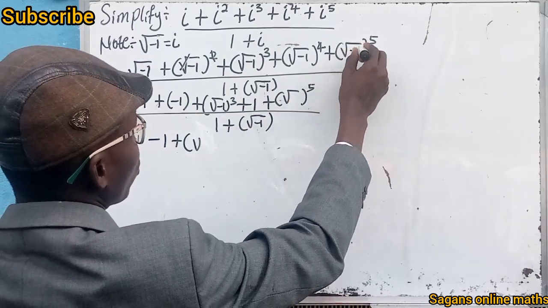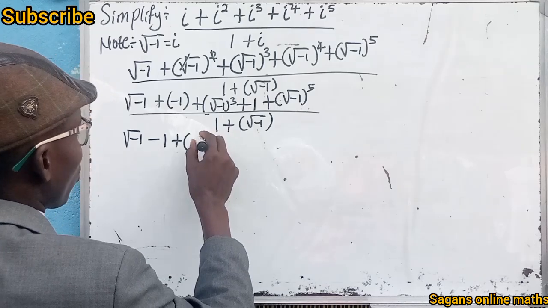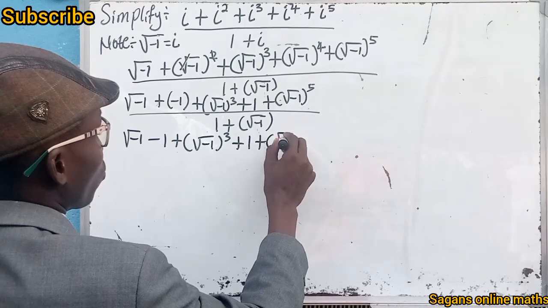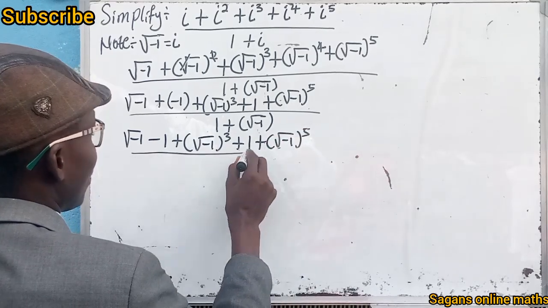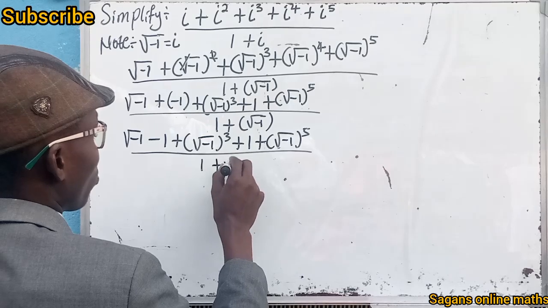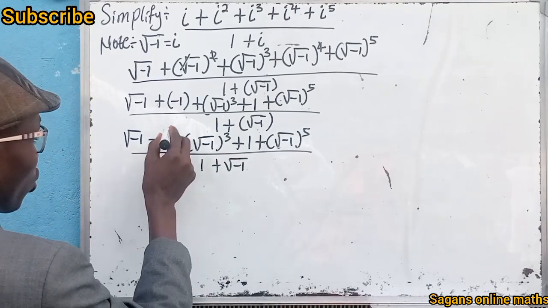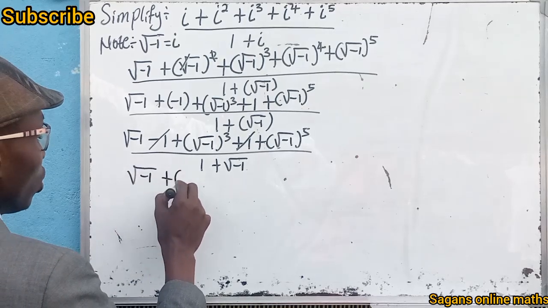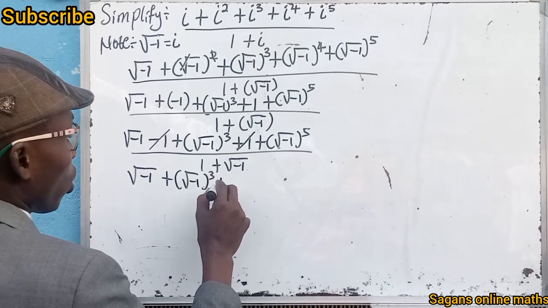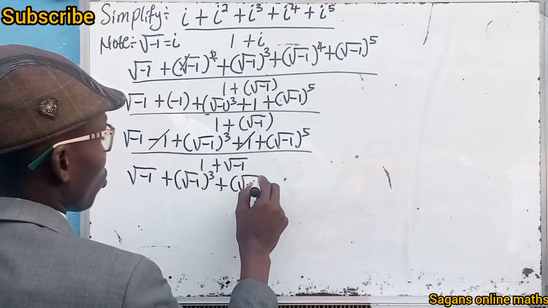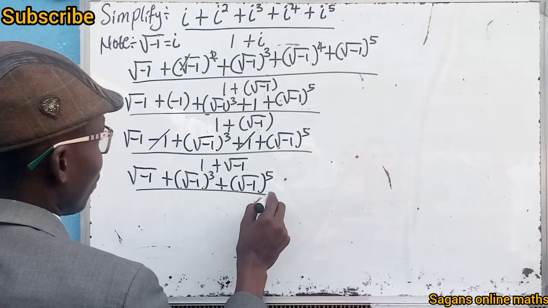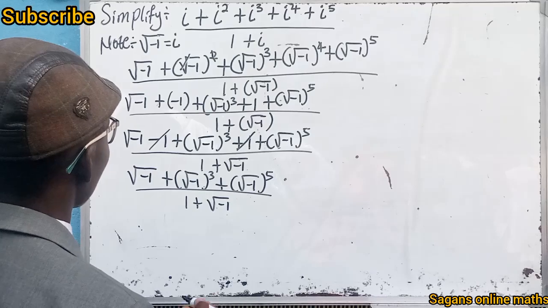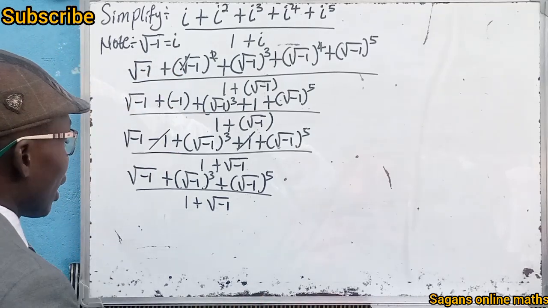Look at what I'm doing. This is -1, and this will give us root -1 raised to the power 3, plus 1, plus root -1 raised to the power 5, divided by 1 plus root -1. Now -1 plus 1 will go, so we are left with root -1 plus root -1 raised to the power 3 plus root -1 raised to the power 5, divided by 1 plus root -1. Don't forget that root -1 is equal to the imaginary unit, right?